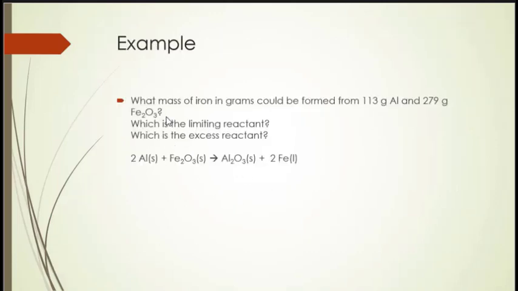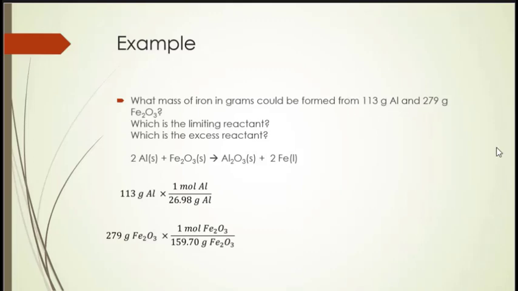What about this one? What mass of iron in grams can be formed from 113 grams of aluminum and 279 grams of iron(III) oxide? Hopefully you're seeing by now that I have to start two problems because I'm given two amounts of reactants. First, I need to actually write the equation if it isn't written. So we would say aluminum plus Fe2O3 yields, and this is a single replacement reaction. Aluminum is a metal, so it's going to kick out the metal iron. So Al2O3, and iron will be by itself. And once we balance it, we can see our mole ratios.